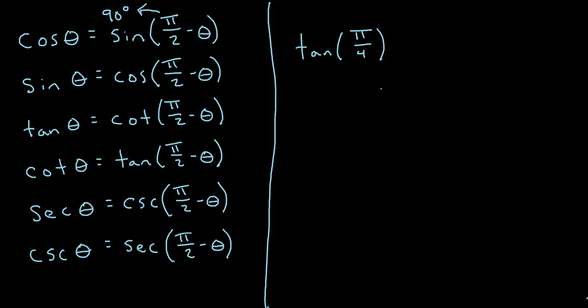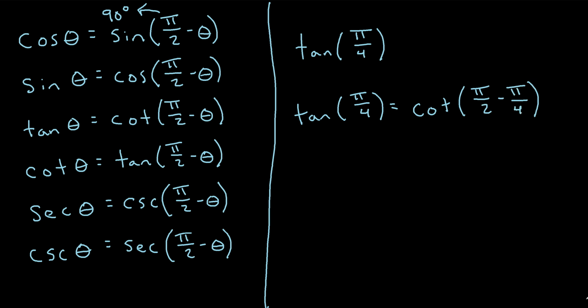Let's try another one. Let's say we have the tangent of pi over 4. How could we rewrite that using a cofunction identity? Well, we see over here that the tangent of an angle is equal to the cotangent of pi over 2 minus that angle. So we can write the tangent of pi over 4 is equal to the cotangent of pi over 2 minus pi over 4. To simplify these fractions in the parentheses, we can try to get them to have the same denominator. How can we make this pi over 2 have the same denominator as 4? Well, we just need to multiply the numerator and the denominator both by 2.